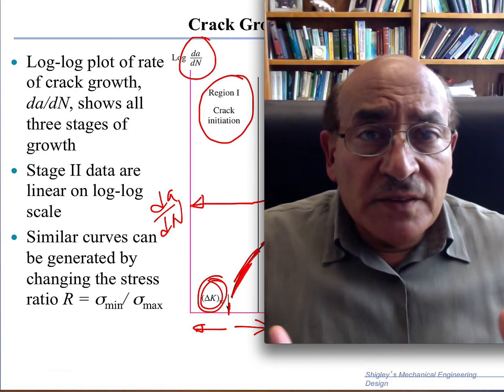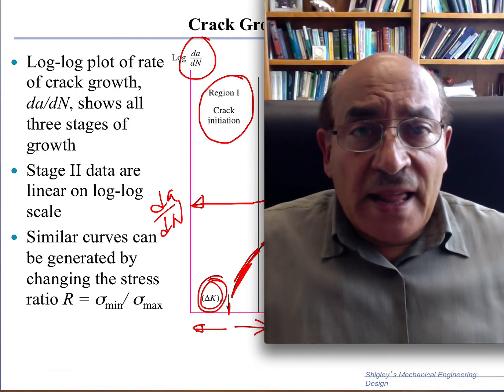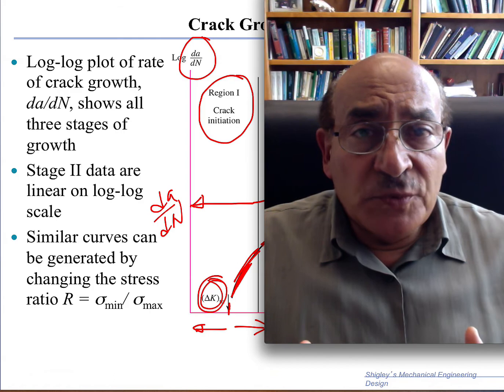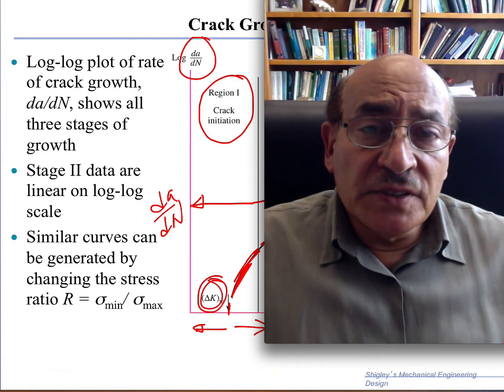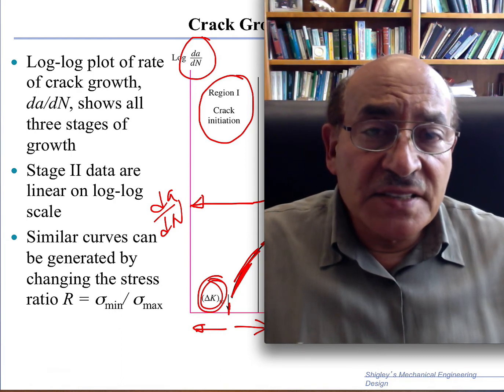And if you think about it, in reality, this is going to require numerical evaluation. Why? Because dA by dN is not a fixed number.